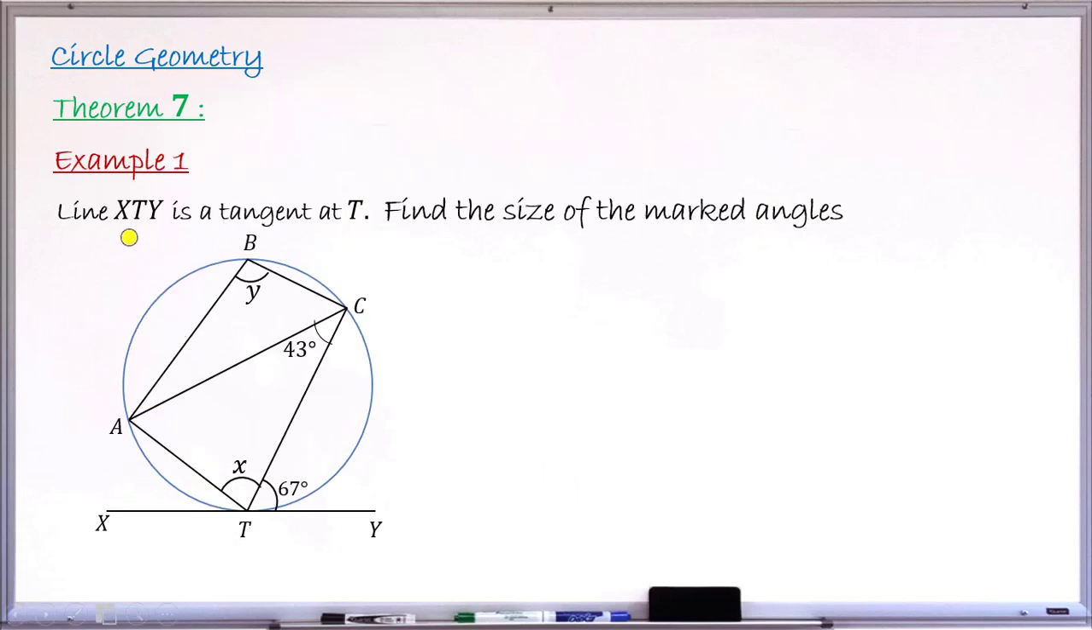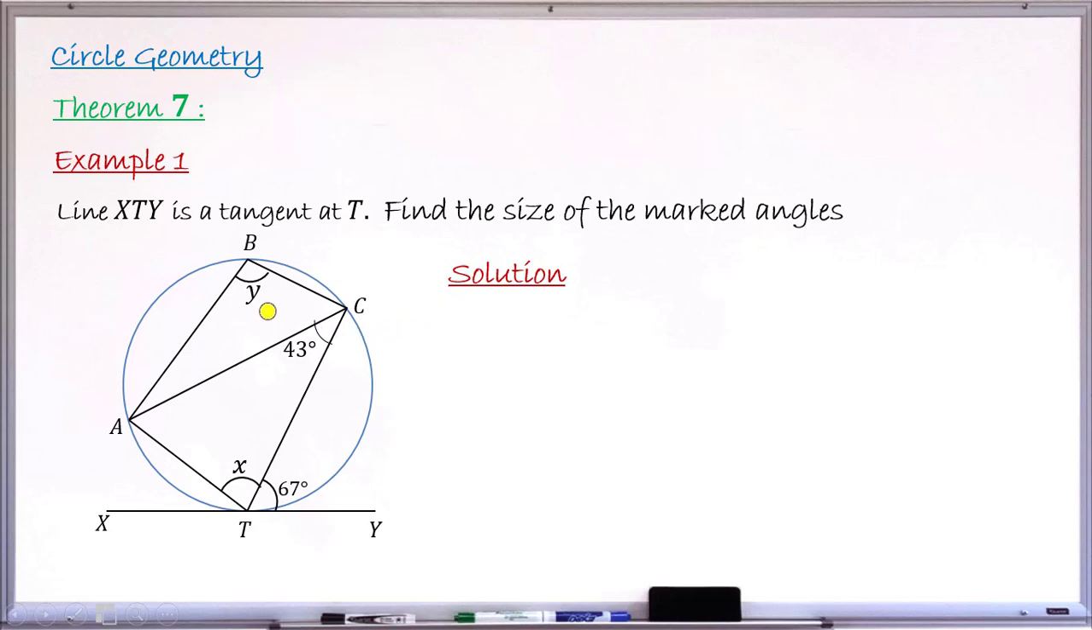Example number 1, it says line XTY is a tangent at the point T. So it's a tangent to this circle at the point T. The question asked is to find the size of the marked angles. The marked angles here, I have angle y and I have another angle x. I have this angle 43 degrees and I have this angle 67 degrees. Solution to this problem.